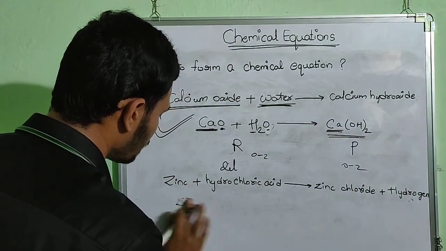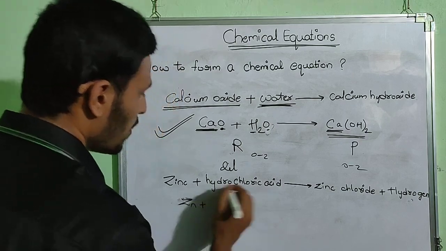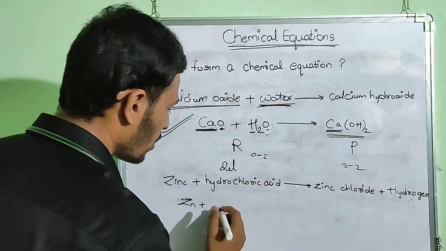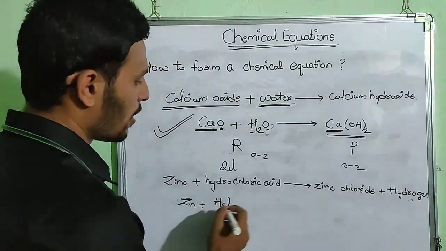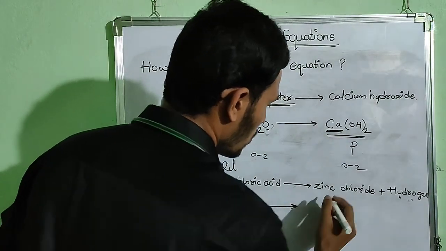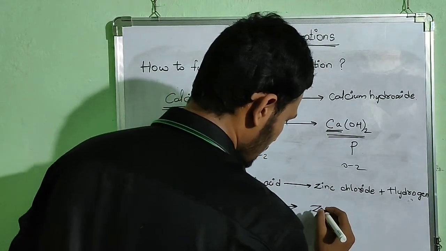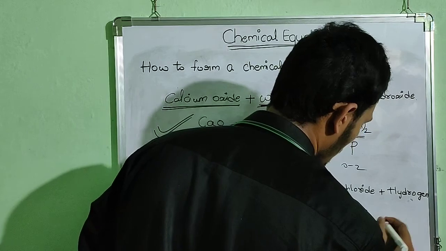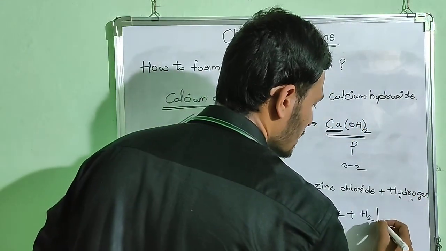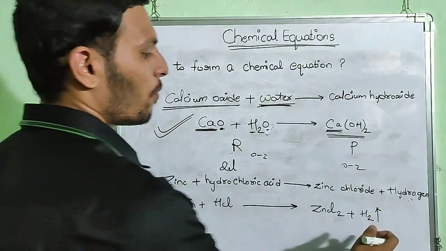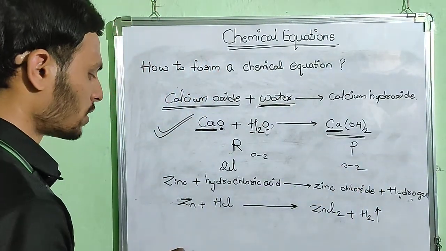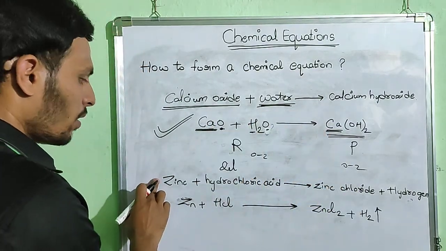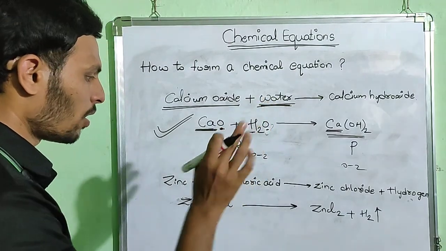So Zn plus HCl. The formula for zinc is Zn, and for hydrochloric acid is HCl. This gives rise to zinc chloride, ZnCl2, plus hydrogen gas, H2. Gas can be represented with an arrow facing upwards. So now we have written the chemical equation.